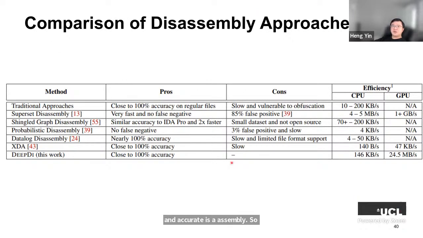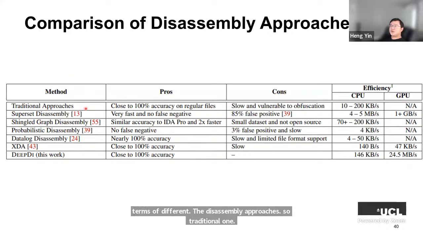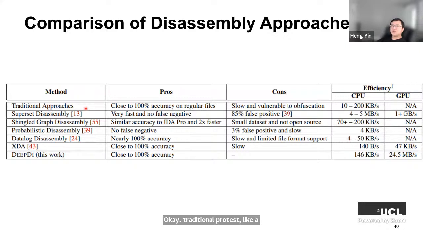Here I show a quick survey of different disassembly approaches. Traditional approaches, like recursive or linear disassemblers, can achieve nearly 100% accuracy on regular files, but they can be very slow and also vulnerable to obfuscation. In terms of speed, it's probably about 10 to 200 kilobytes per second. It doesn't support GPU that easily.